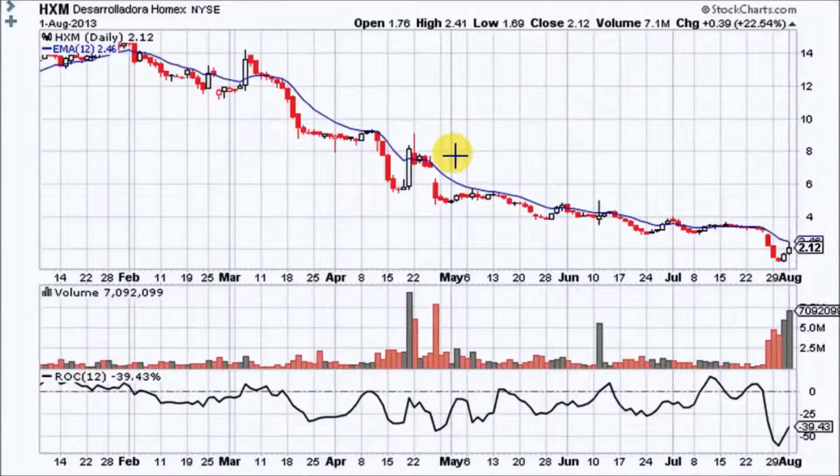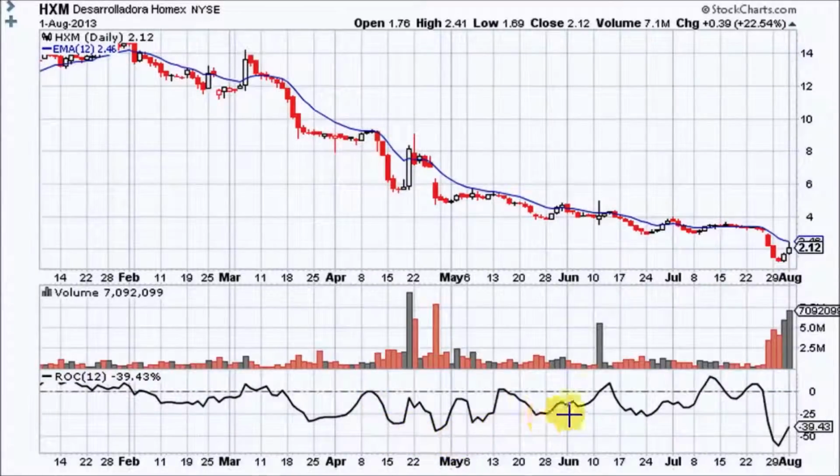Now let's take a look at HXM. This stock is what I call corner to corner down. It can't get above the 12 exponential moving average at all and maintain it. ROC says it can't get above the zero line into showing an uptrend. It does show a lot of momentum on these big falls right here though. This was a momentum fall and it shows up here.